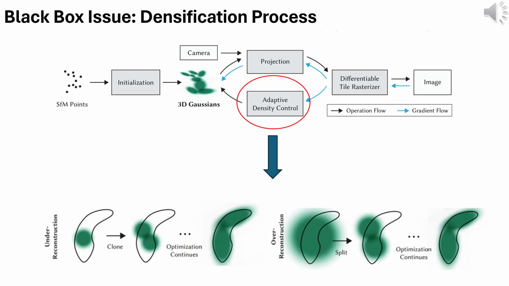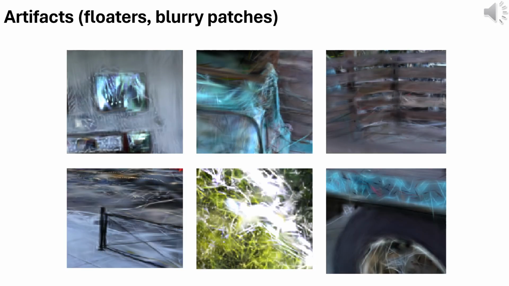However, this is a black box process which is not clear to the user. 3D GS have issues when artifacts like floaters and blurry patches appear, and due to the densification process being a black box process, it is very difficult to pinpoint the cause of these artifacts.